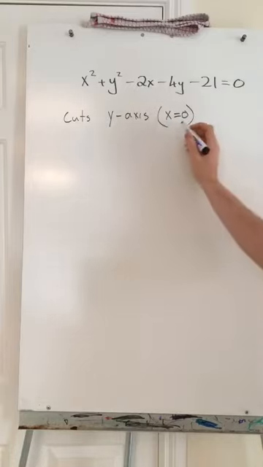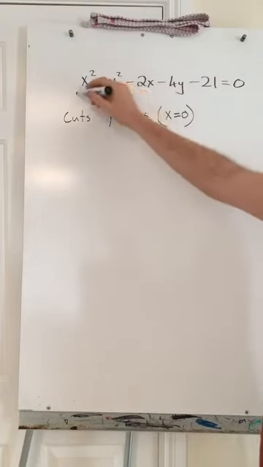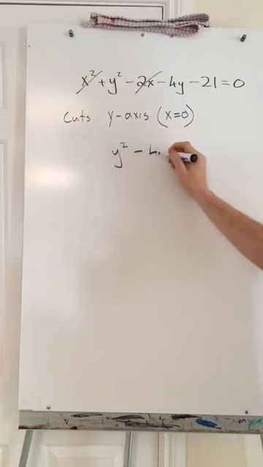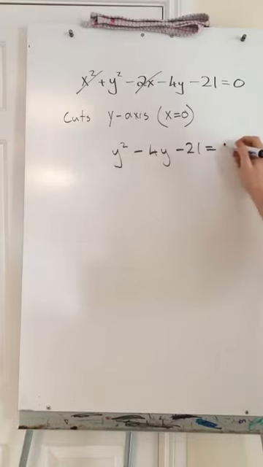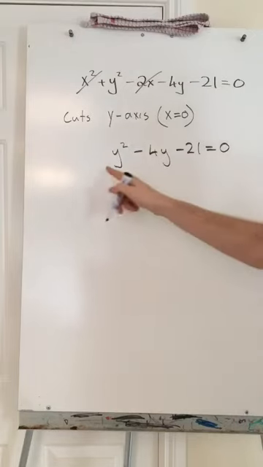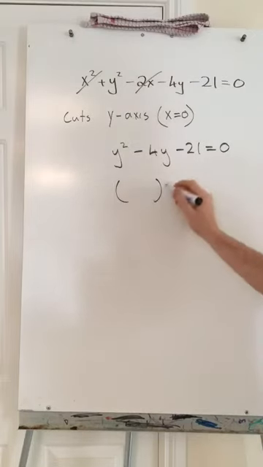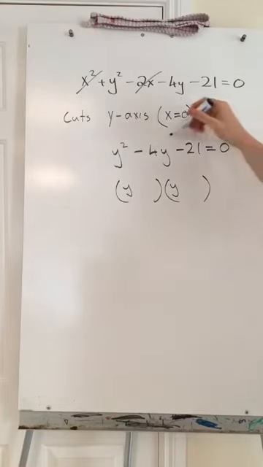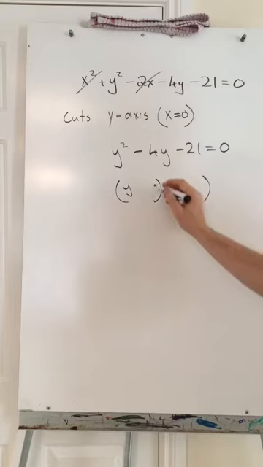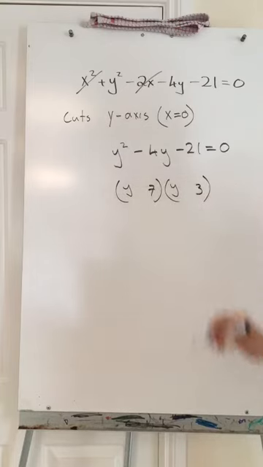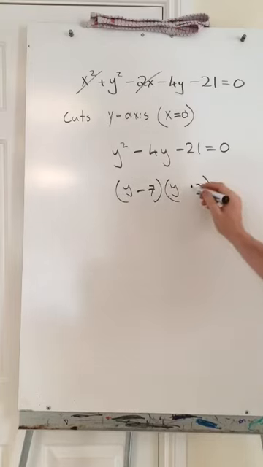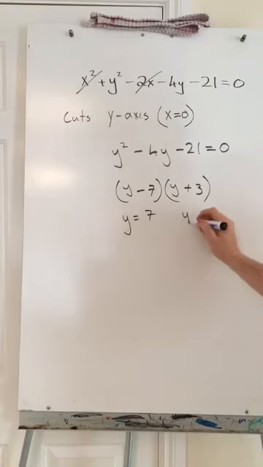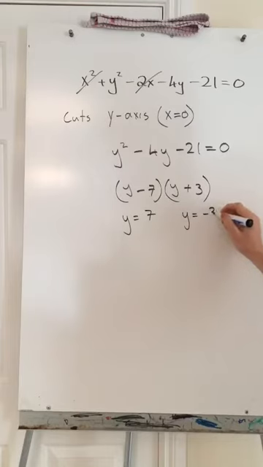Okay, so if we were to do this one, where we let x equal 0, that will go and that will go. So we're just going to get y squared minus 4y minus 21 is equal to 0. This is a quadratic, so I'm going to solve this: y and y. I need two numbers that will multiply to 21 but will add or take away to give me minus 4. So that is going to be 7 and 3. That's going to have to be a minus, and that's going to have to be a plus. So my two answers are y is equal to 7 and y is equal to minus 3.